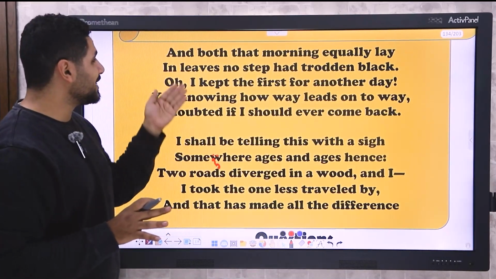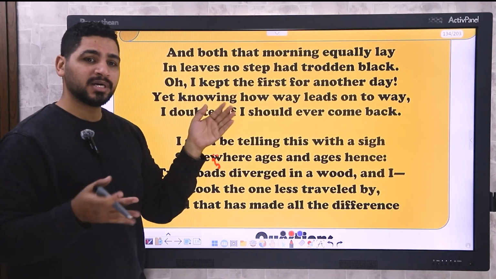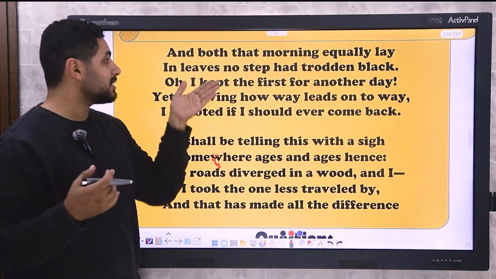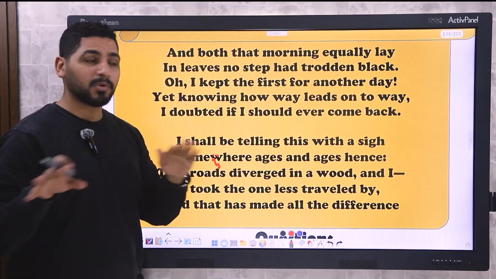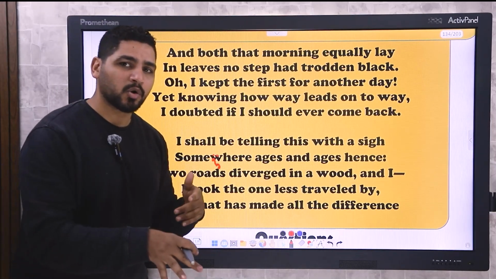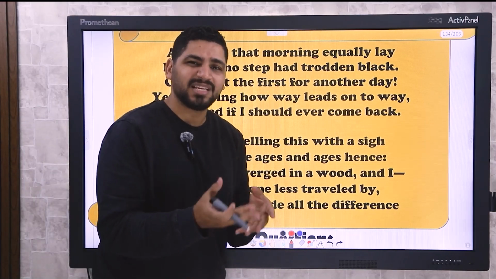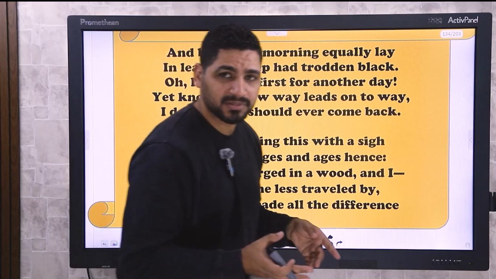They both equally lay in leaves, no step had trodden black. He thought that in the morning both roads looked the same. There was the same number of leaves on both roads. No step had trodden black. When people take a road, their steps leave black marks. Actually, the leaves of the trees become black because people step on them.